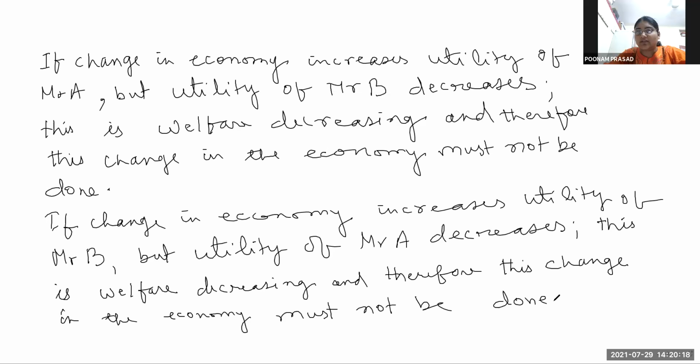If change in economy increases utility of Mr. A, but utility of Mr. B decreases, this is welfare decreasing, and therefore this change in the economy must not be done. If change in economy increases utility of Mr. B, but utility of Mr. A decreases, this is welfare decreasing, and therefore this change in the economy must not be done.